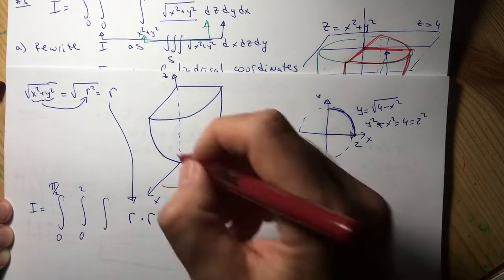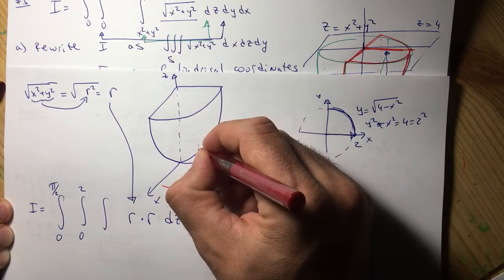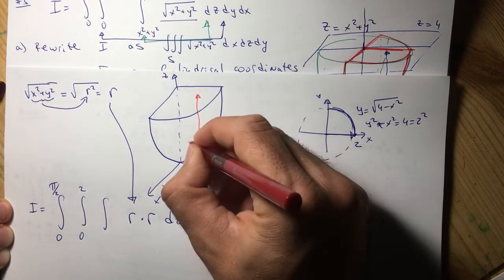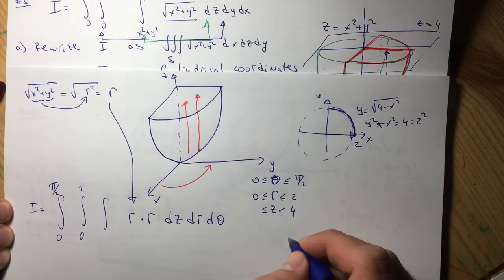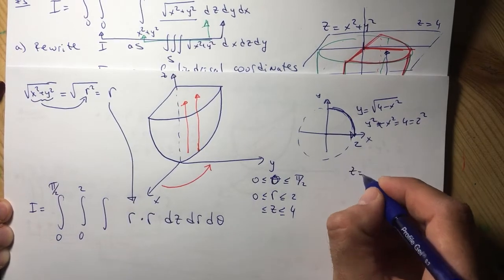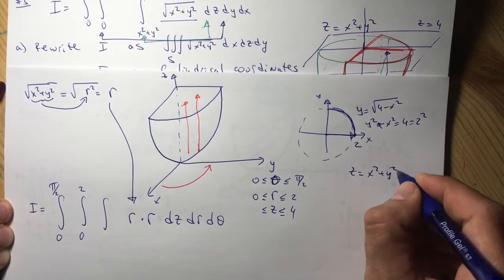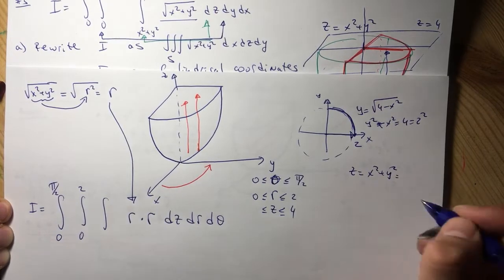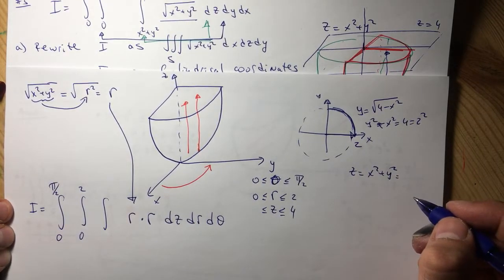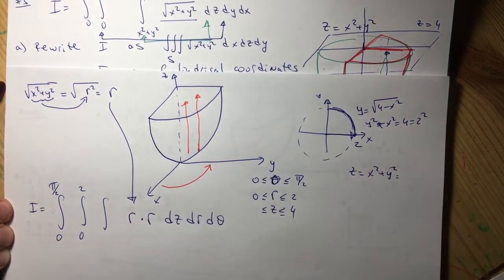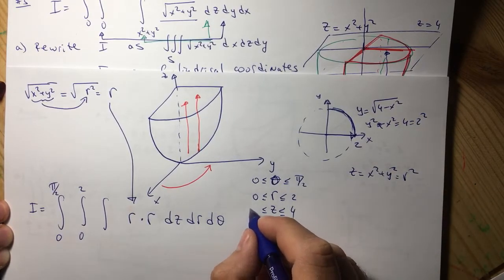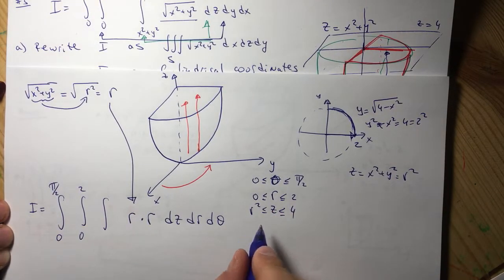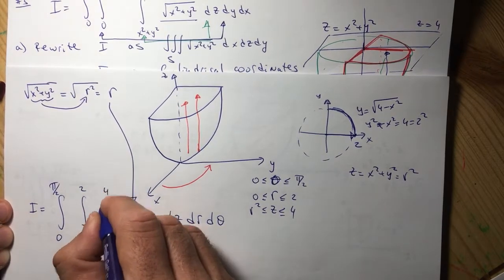Well, z, its lower bound is the paraboloid, and it goes all the way to 4, right? So from here all the way to 4. So z is bounded above by 4, but below z is bounded by x squared plus y squared, the equation of the paraboloid in cylindrical coordinates. That's simply equal to r squared. So z is above r squared and below 4, so from r squared to 4.